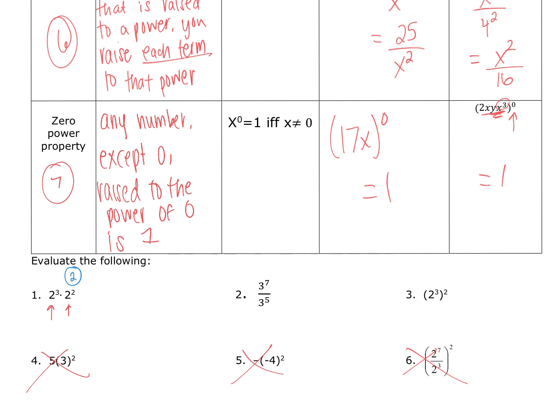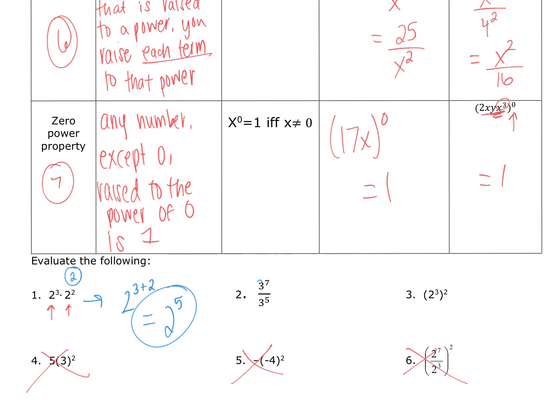This is property number 2, which is the product of 2 powers with equal bases, where when I have 2 numbers being multiplied with the same base, I can add the exponents. So I have 2 to the 3 plus 2, because I'm adding the exponents, and this would just get me 2 to the 5th, and that would be my answer. Okay? Then I'm going to move on to the next one.